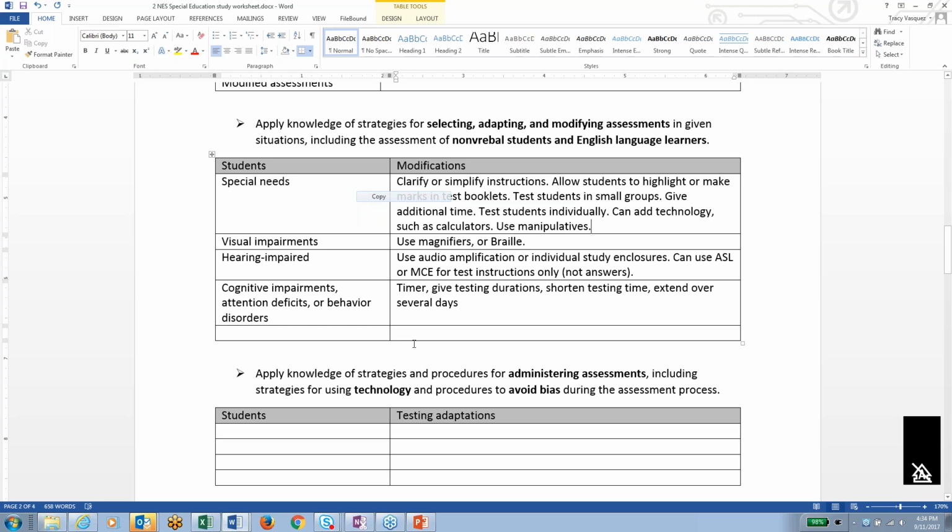Okay, so let's go on here. What is another student group we'd like to focus on? How about, since it's marked here, English language learners. I think it's important that we cover that one. So what are some modifications for the English language learners?